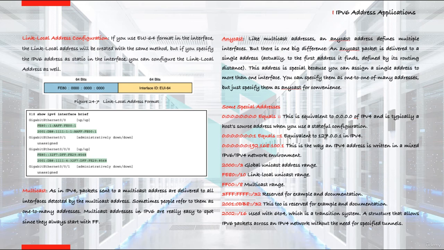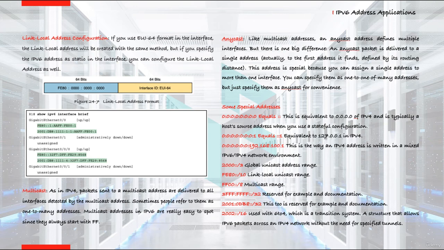Anycast addresses, like multicast addresses, define multiple interfaces, but there is one big difference: an anycast packet is delivered to a single address. This address is special because you can assign a single address to multiple interfaces.